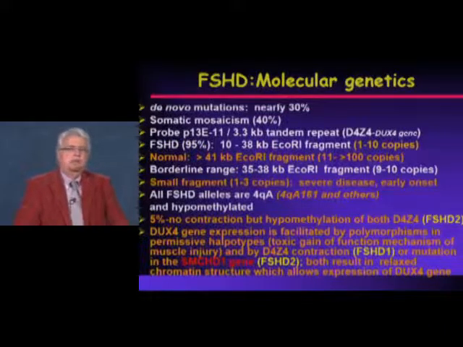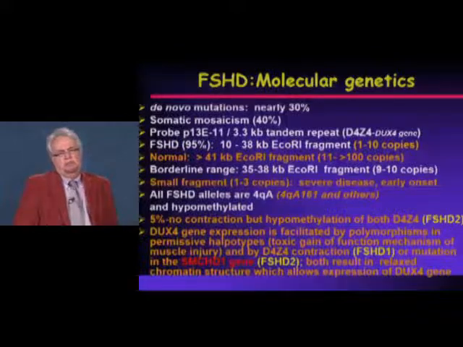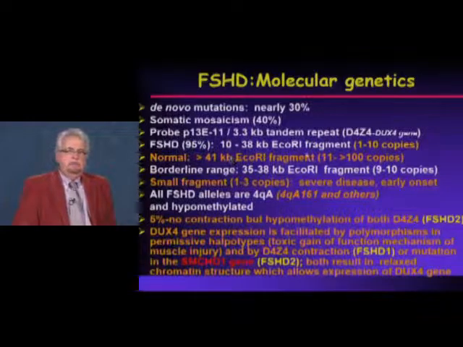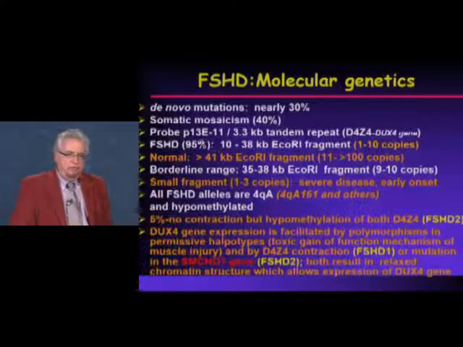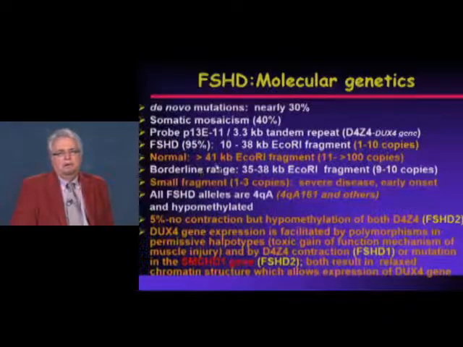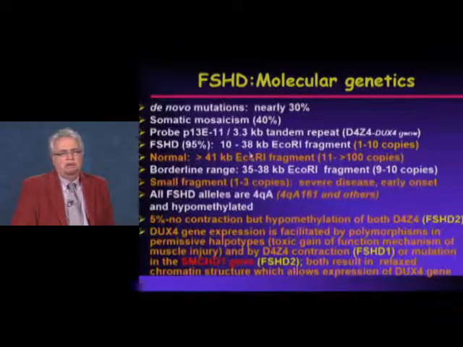And the way we make the diagnosis is usually by sending blood to a laboratory where the DNA gets extracted. They cut the DNA with an enzyme known as EcoRI and probe it with a probe known as p13E-11, which can detect that area of the repeat array. Normally, this fragment should be more than 41 kilobases, which means we have more than 11 copies of this repeat. In a patient who has FSH muscular dystrophy, 95% of the time you find that this fragment is between 10 and 38 kilobases, which corresponds to 1 to 10 copies of the repeat.